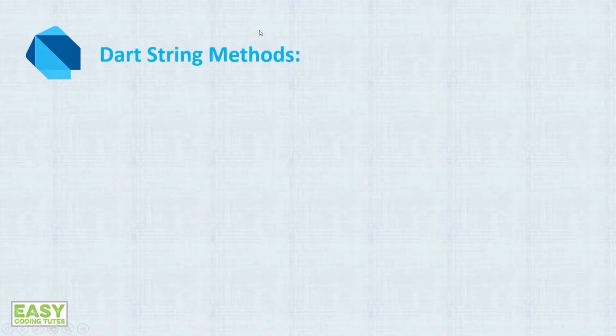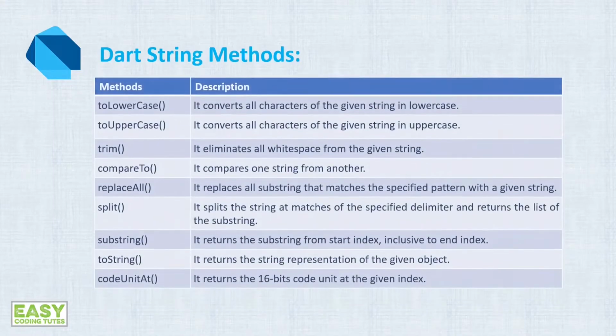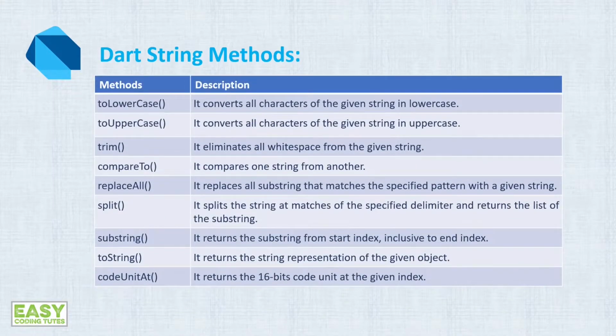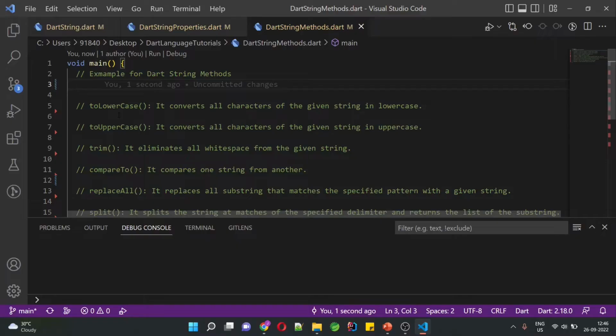Dart string methods. So this is the table for Dart string methods and their description. You can pause the video to see all the methods in detail. By the way, let's check all of these methods in detail with the help of one example. So the first method is toLowerCase. It converts all characters of the given string into lowercase.